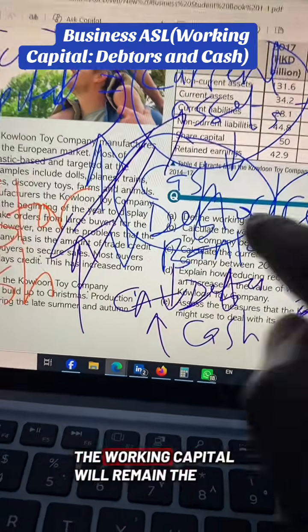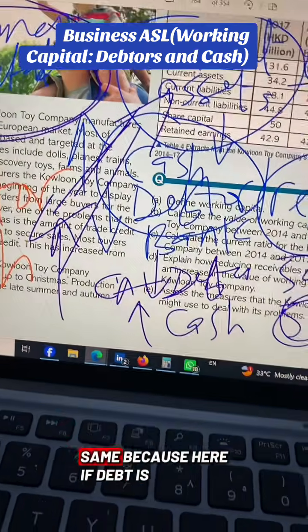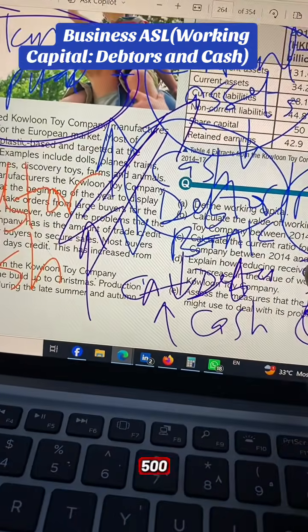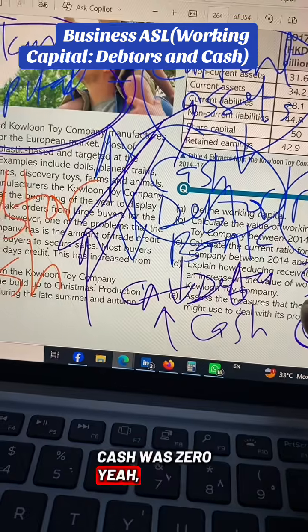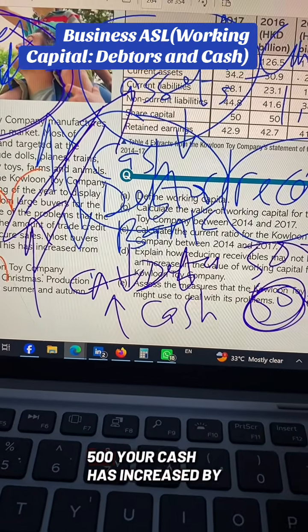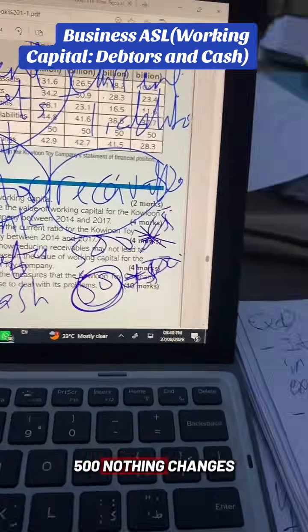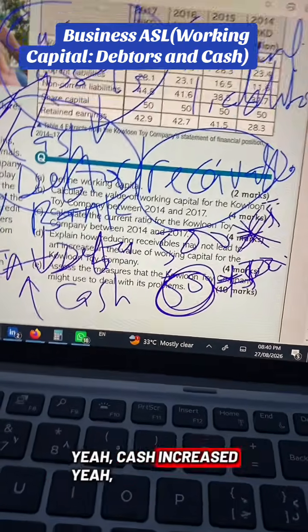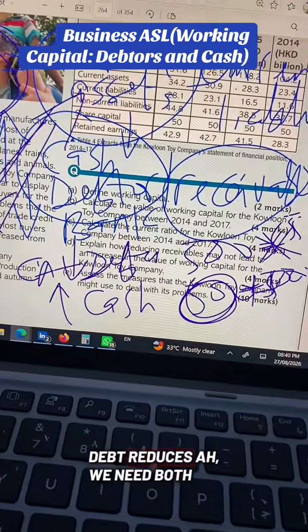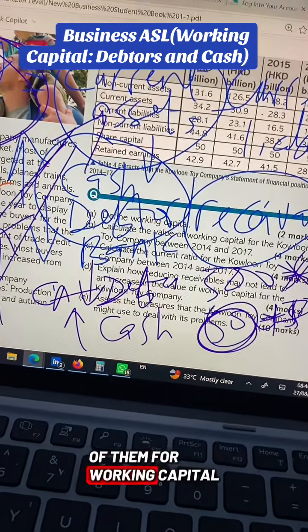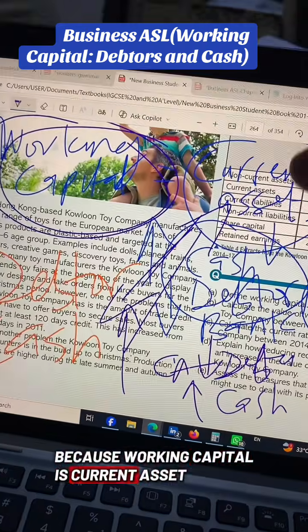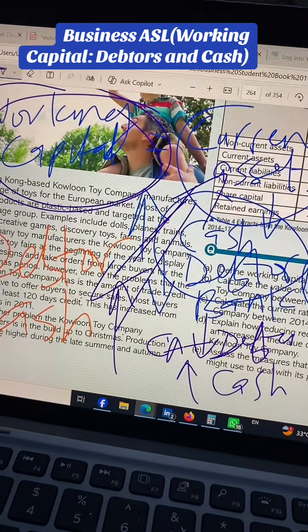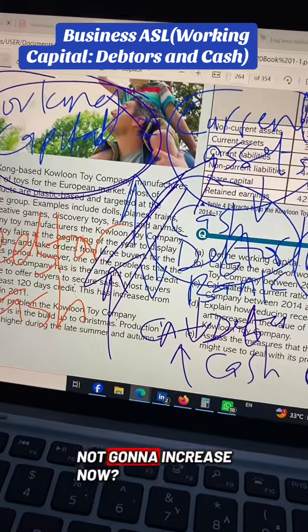The working capital will remain the same because if debtor is 500, cash was 0. Now your debtor has reduced by 500, your cash has increased by 500. Nothing changes. Cash increased, debtor reduces. We need both of them for working capital, because working capital is current asset minus current liability. Do you see why it's not going to increase now?